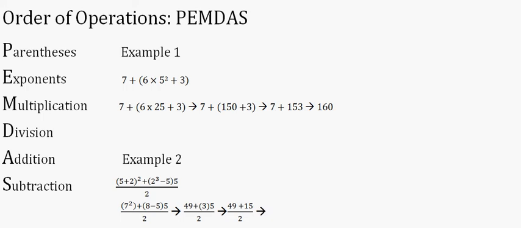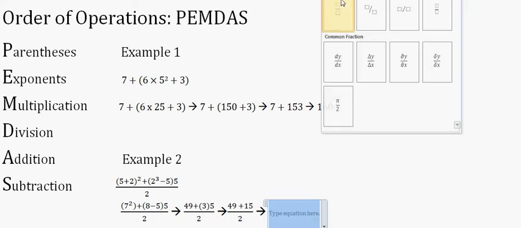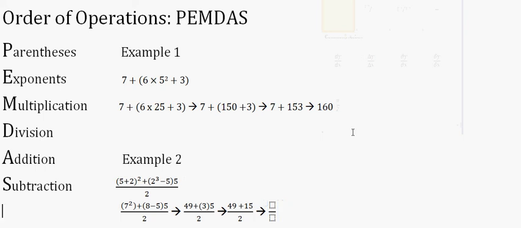We always look left to right, and on a fraction, we could always say top to bottom as well. So we do 49 plus 15. That's 64. Is it 64? Yeah, 64. And we bring down our 2. And let's continue. We're almost done. We're at our last step. We do 64 divided by 2, which is 32. And that's our final answer for example 2.